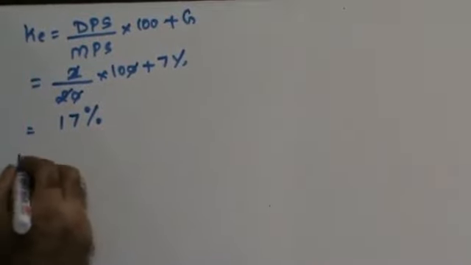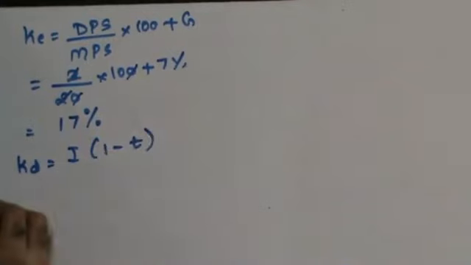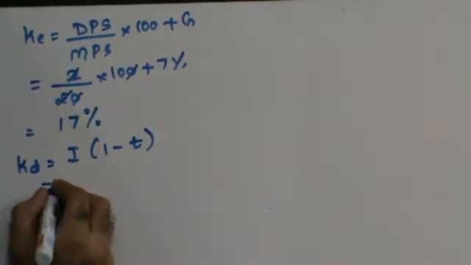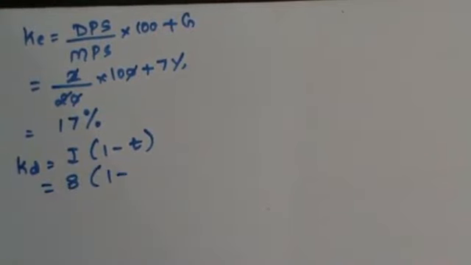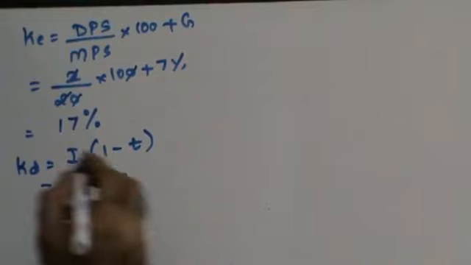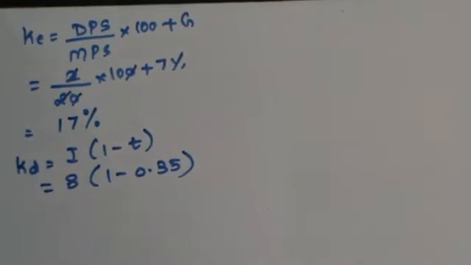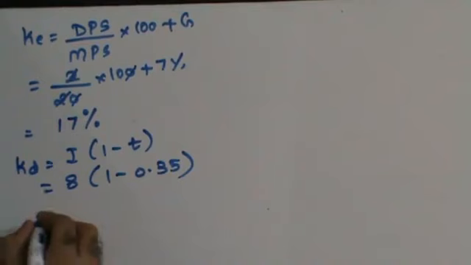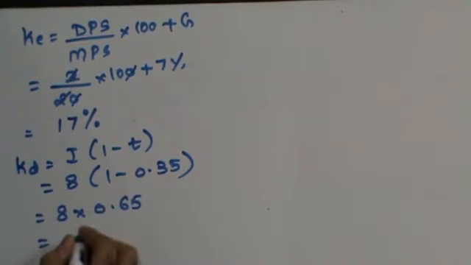Let's also find out the cost of debt. Cost of debt is I into 1 minus tax. Now the debt was 8% debentures. 1 minus tax. Tax rate, guys, is given to you as 35%. 35% means 35 upon 100, which is nothing but 0.35. So this is 8 into 0.65. Can someone please help me calculate that? 5.2.